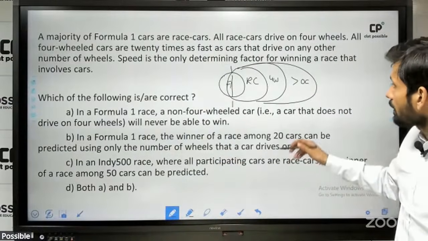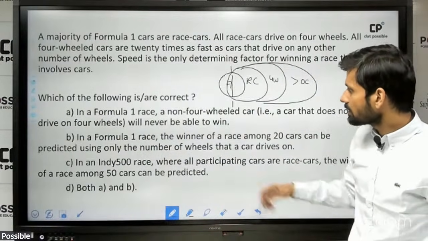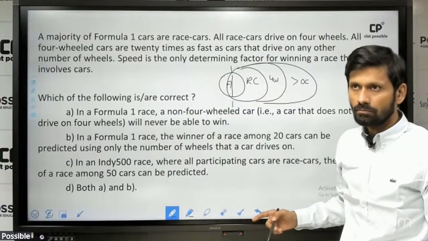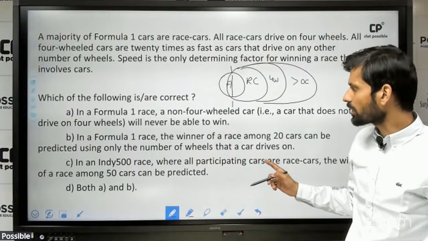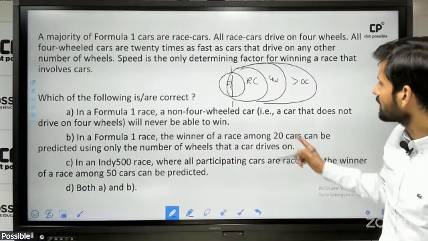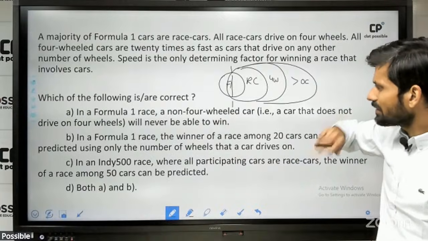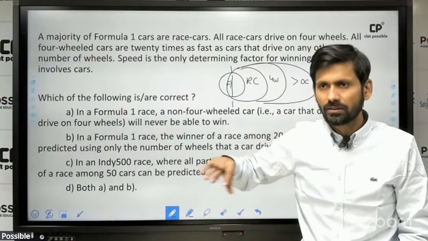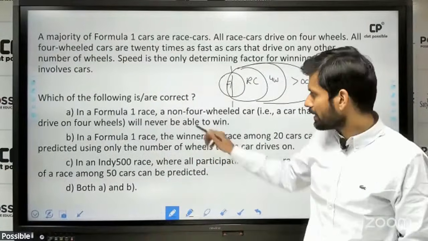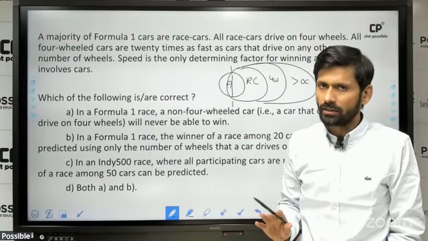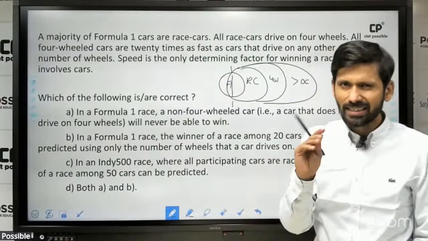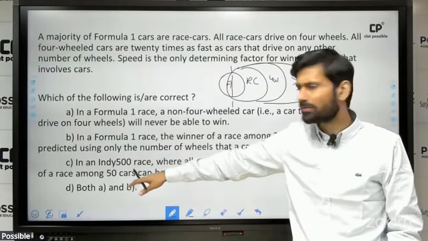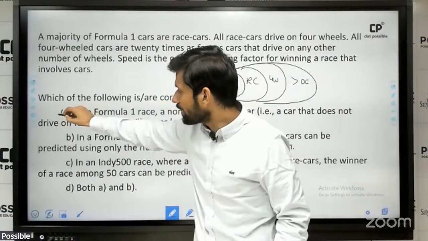Okay. Now, in a Formula One car race, a non-four-wheeled car will never be able to win. Yes, that looks correct. The only thing is, there's a little assumption that they are not competing with other non-four-wheeled cars. If there is a four-wheeled car in the mix, then of course a non-four-wheeled car will not win, right? That is for sure. So that little assumption is a little jump that is needed, because there's no option that says none of the above. So A looks reasonably well.